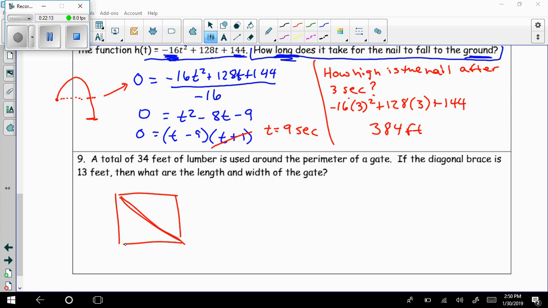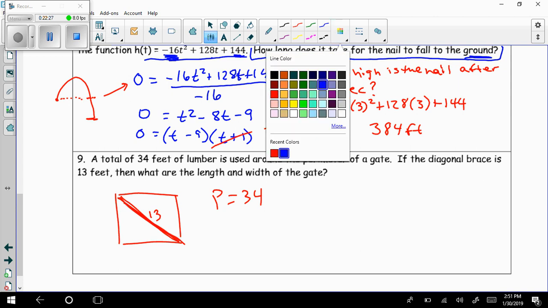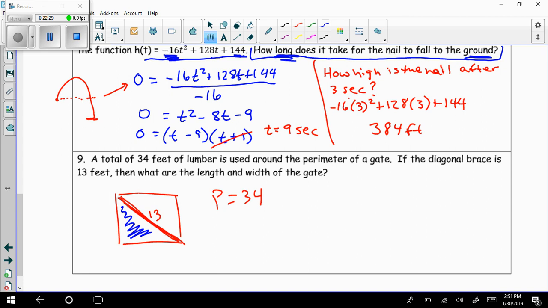So again, we have this gate and we know that the perimeter of the gate is 34 feet. But because we're given this diagonal length here, we know that this is 13. We're really just going to deal with this triangle. Recall from geometry that when you're dealing with a diagonal in a right triangle, then you're also going to deal with the Pythagorean theorem. So a squared plus b squared is equal to c squared.